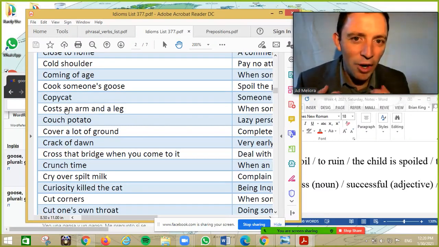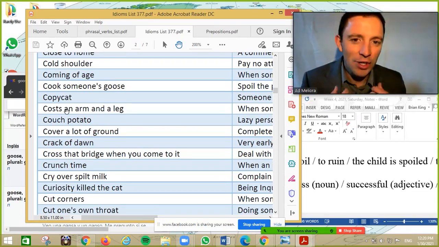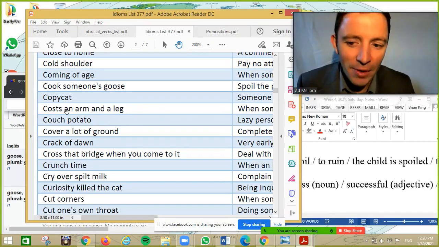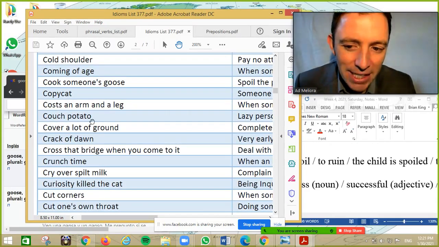The car cost me an arm and a leg. The holiday cost me an arm and a leg. The new jacket, the new jumper, the new shoes cost me an arm and a leg. So expensive. Very famous expression, very typical. Okay? Very good vocabulary. The next one, a couch potato.